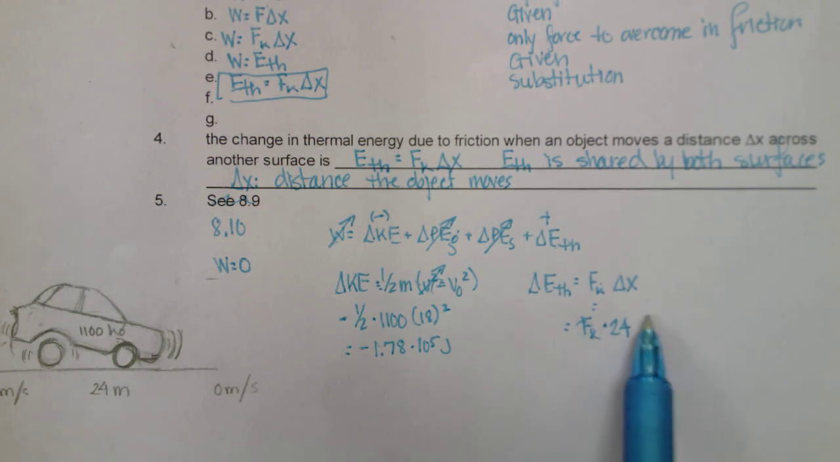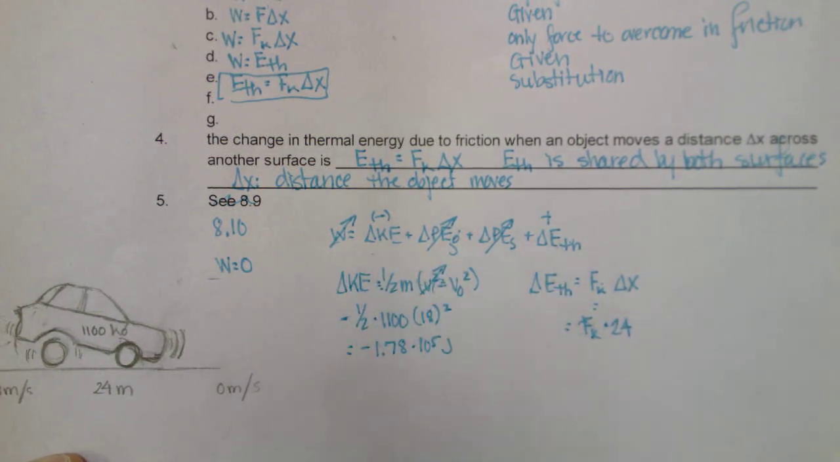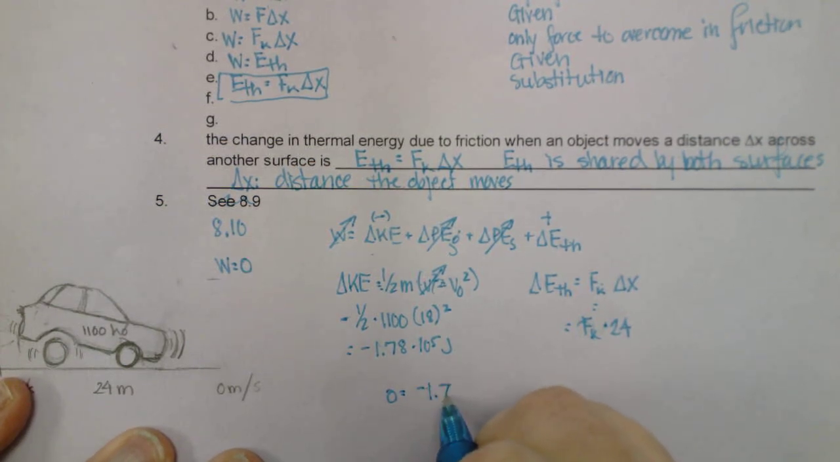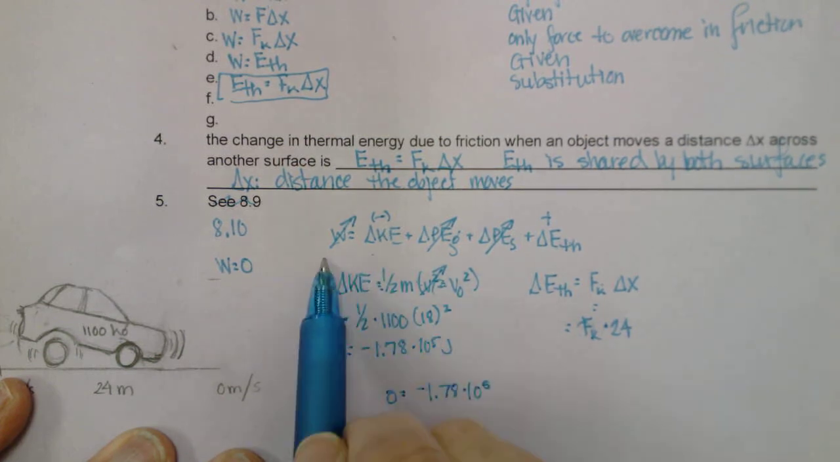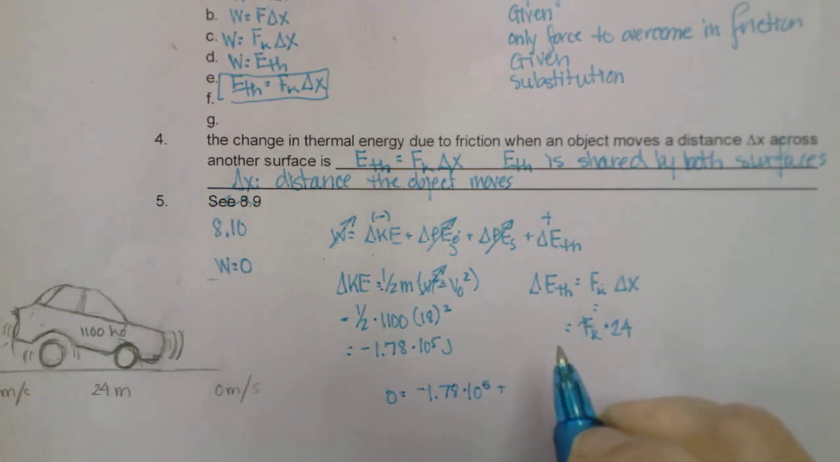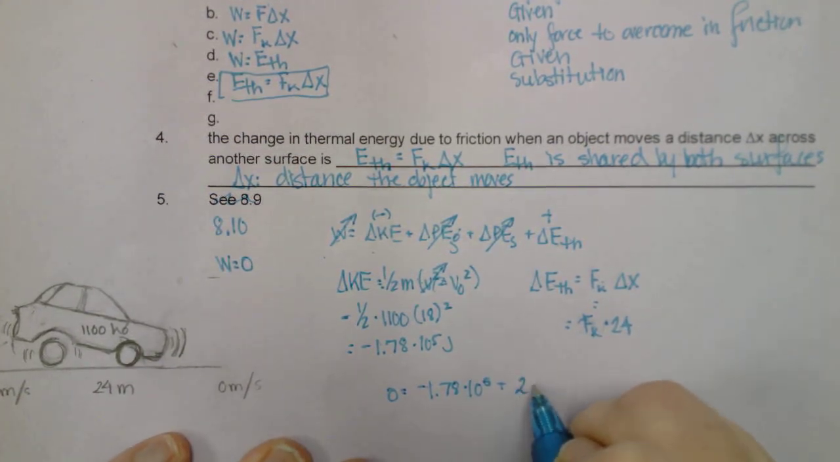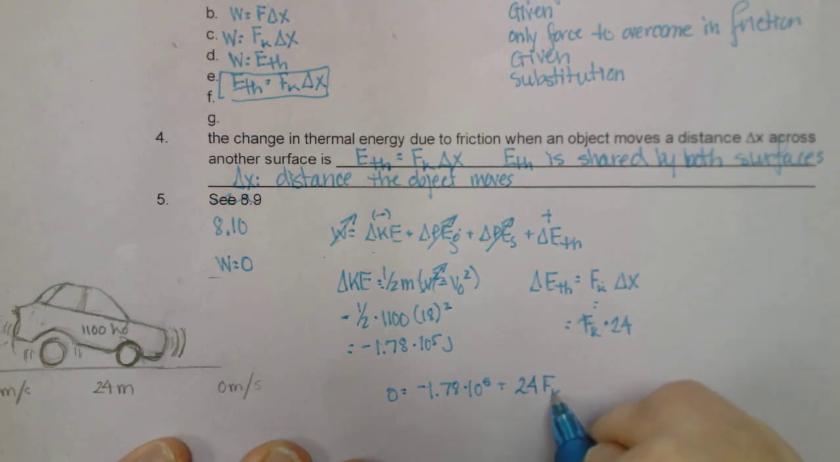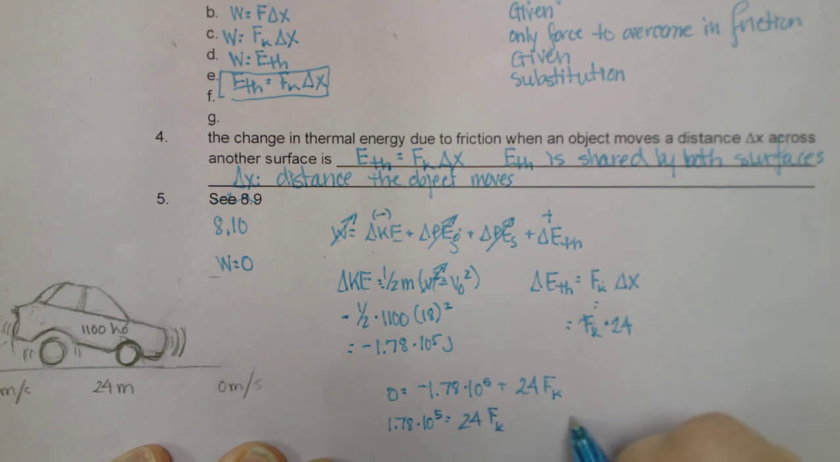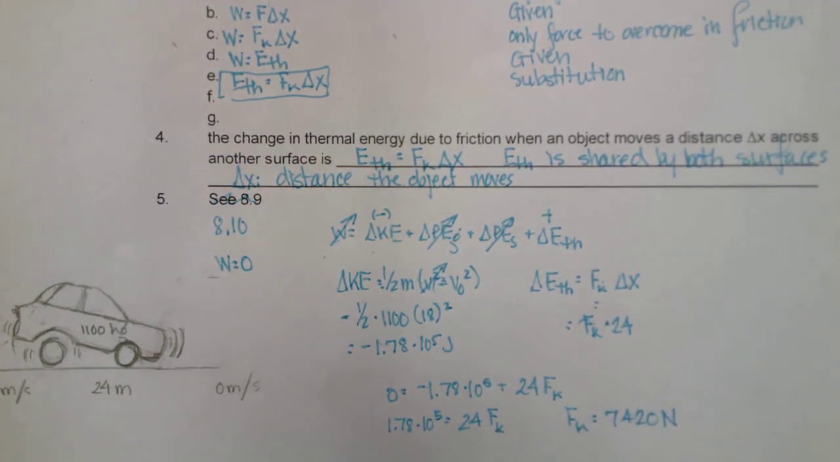Now I'm going to go ahead and put this into my work energy equation. So what I have then is 0 is equal to negative 1.78 times 10 to the 5th plus 24 f sub k. I'll move that over. 1.78 times 10 to the 5th is equal to 24 f sub k. F sub k is equal to 7,420 newtons. This is a force. Force is measured in newtons.